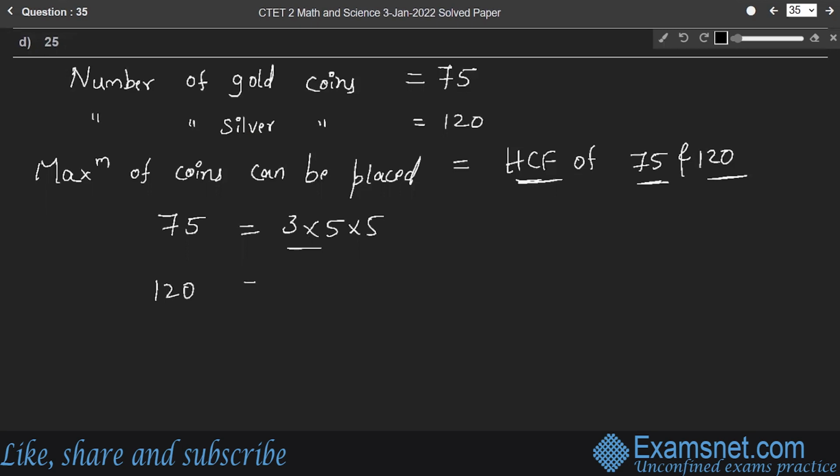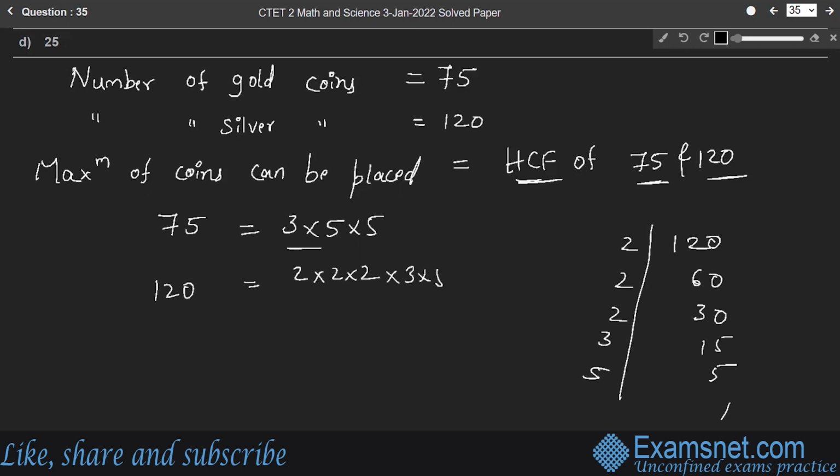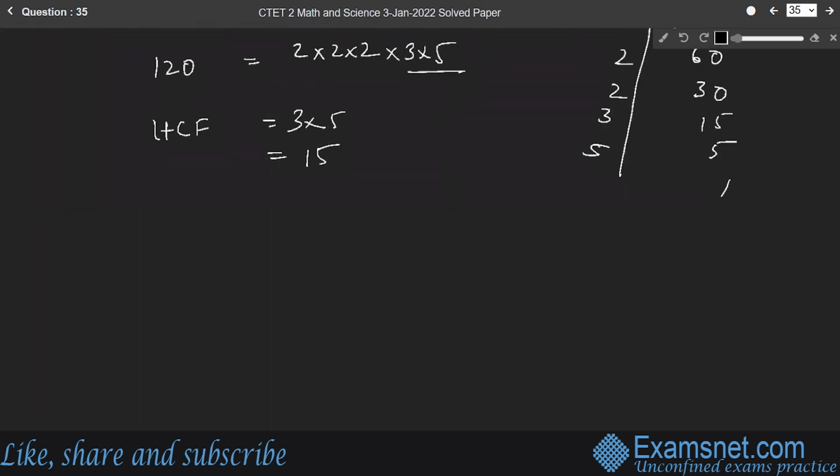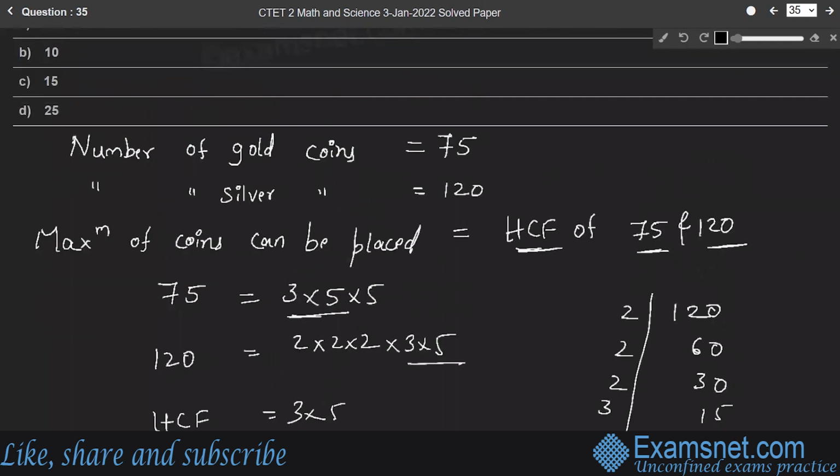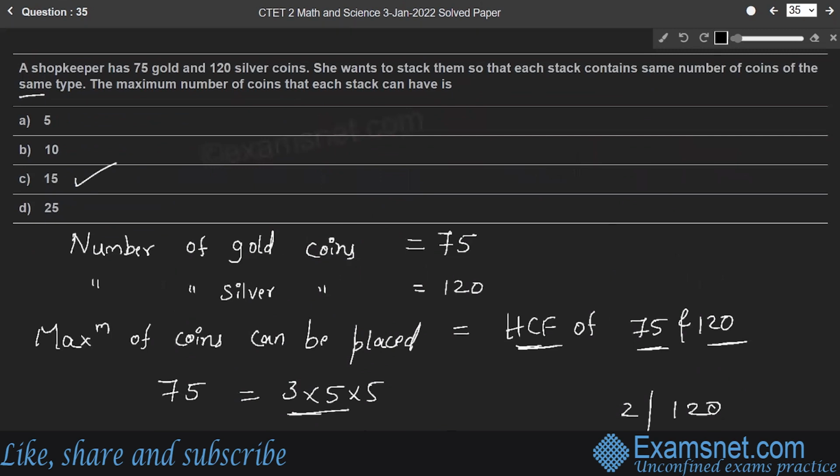And 120 is equal to, let us find by factorization. Yes, 120 is 2 into 60, 2 into 30, 2 into 15, 3 into 5, and 5 into 1. So 120 is equal to 2 into 2 into 2 into 3 into 5. So here the common factors are 3 into 5. Hence HCF is equal to 3 into 5, that is 15. Therefore, the maximum number of coins that can be placed in each stack is equal to 15.